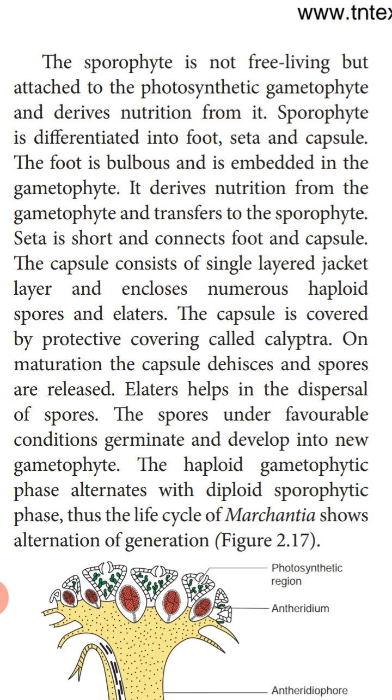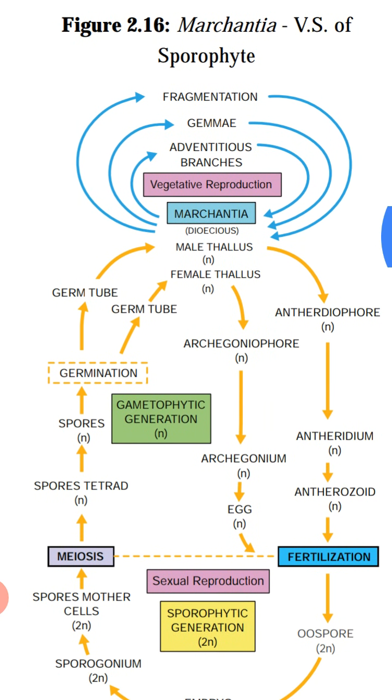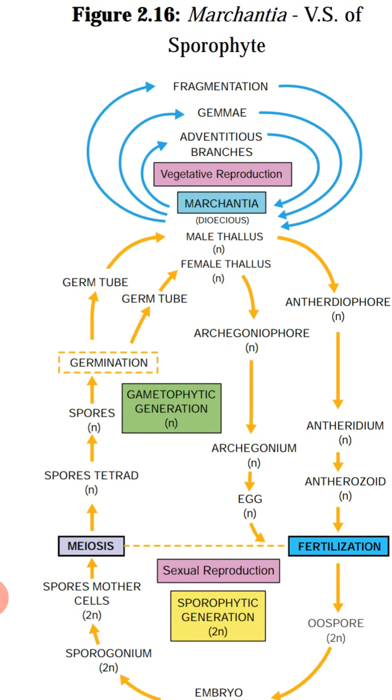So here, as we studied, the gametophyte gives rise to the sporophyte, and the sporophyte's spores on germination will again give rise to the gametophyte. So the life cycle of Marchantia has a haploid gametophytic phase alternating with the diploid sporophytic phase. Thus in the life cycle of Marchantia, alternation of generations is present. Now you can see the life cycle of Marchantia here, diagrammatic. We have studied in the life cycle of Marchantia, vegetative reproduction as well as sexual reproduction.